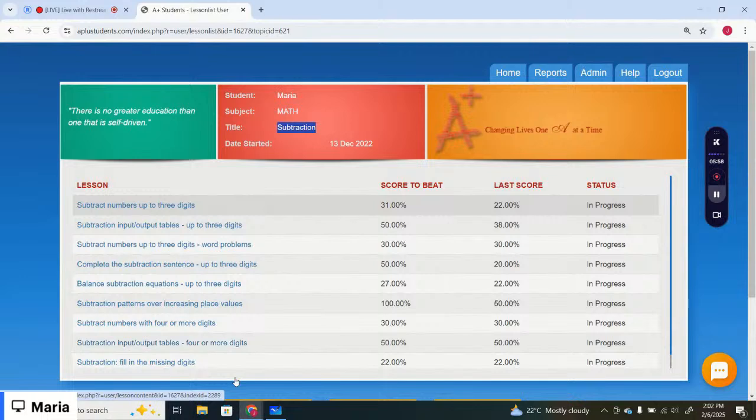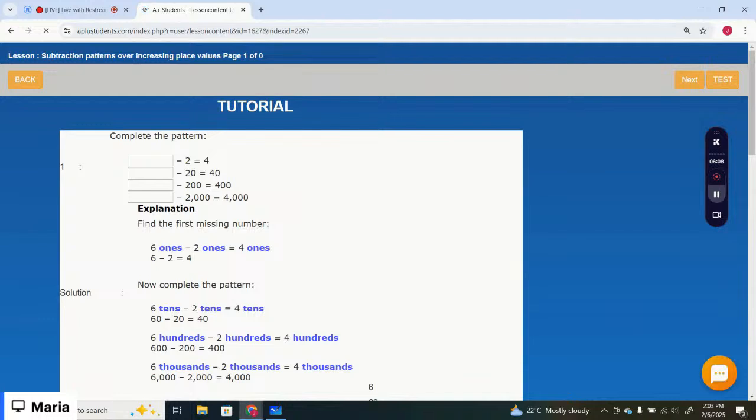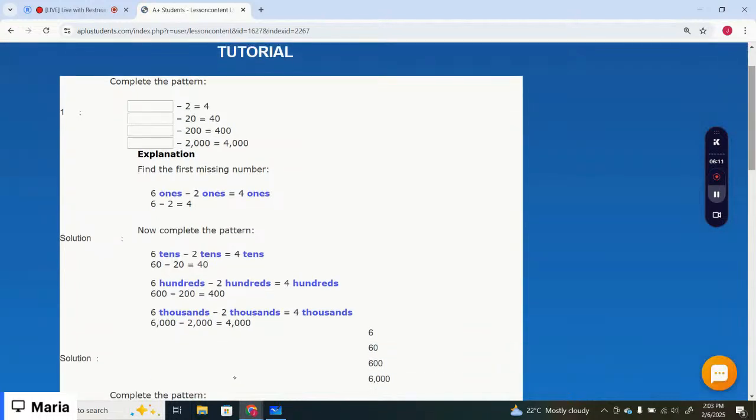Then I'm on grade 3 math. The chapter we're on right now is subtraction. Let's just start with the lesson that is subtraction patterns over increasing place values. So we have to complete the pattern. The missing number minus 2 is 4. Missing number minus 20 is 40. Missing number minus 200 is 400. And missing number minus 2000 equals 4000. So you have to find a number that subtracted by 2 makes 4.